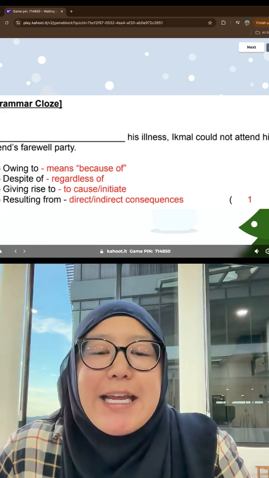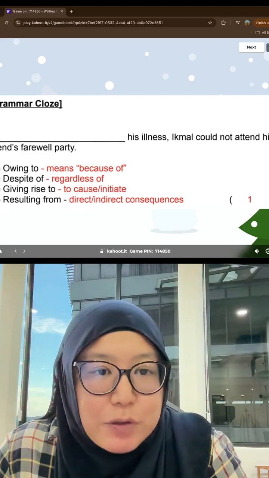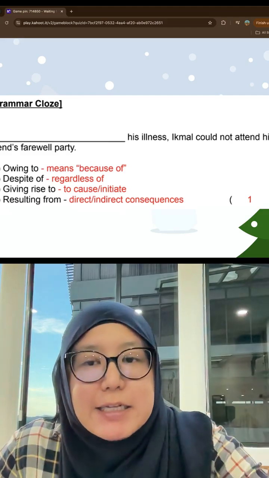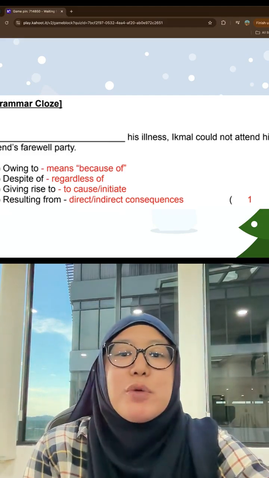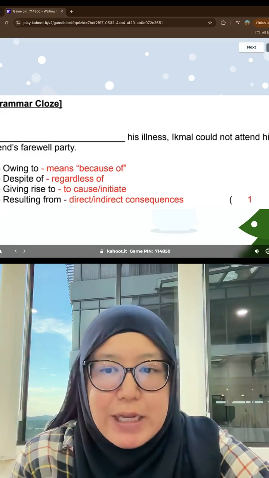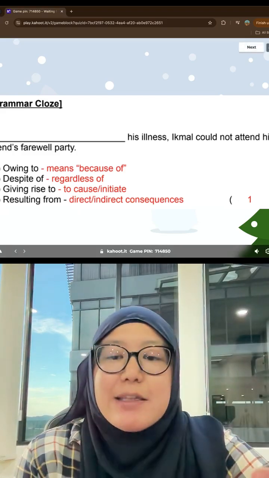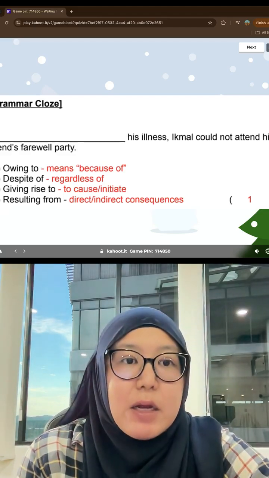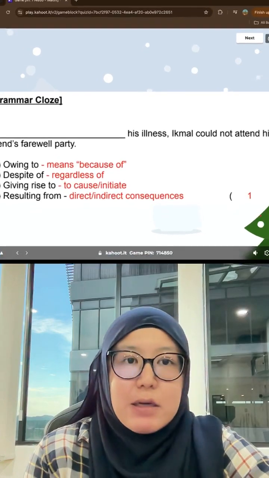So, number 1, his illness, Ikmal could not attend his friend's farewell party. Okay, why the answer is number 1 is because owing to means because of. When you mention resulting from, it is the direct or indirect consequences.